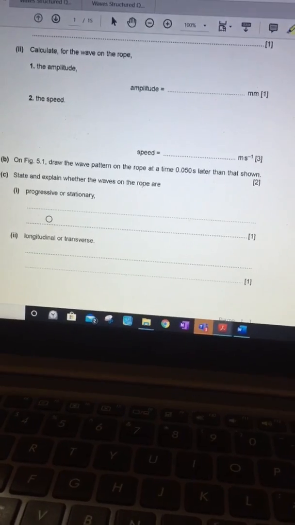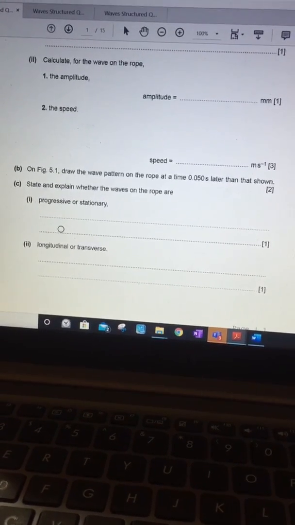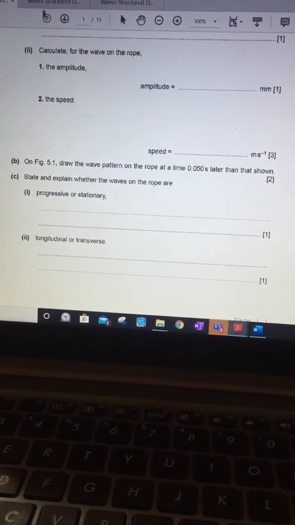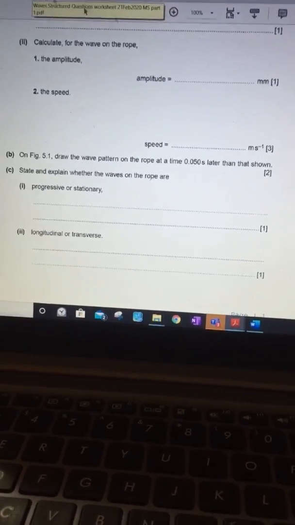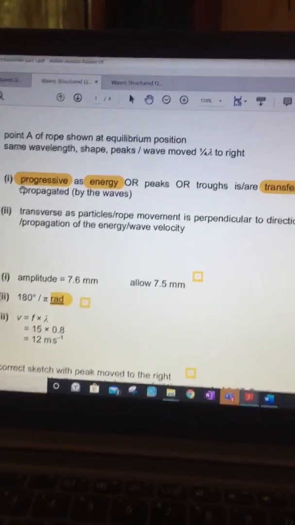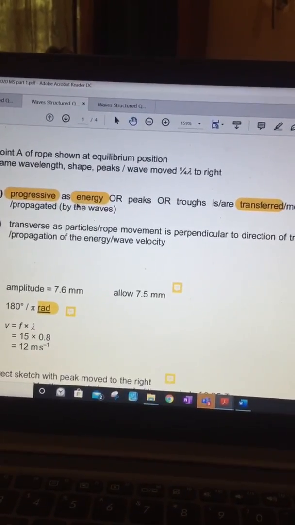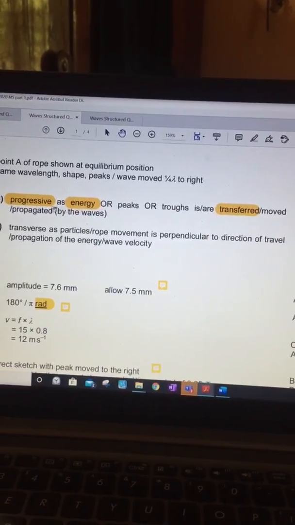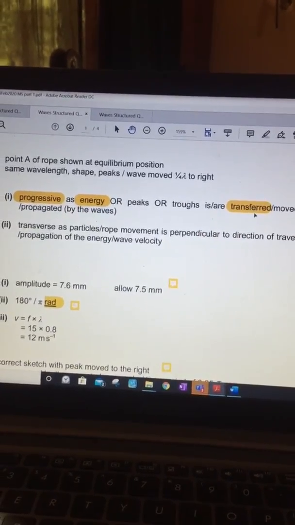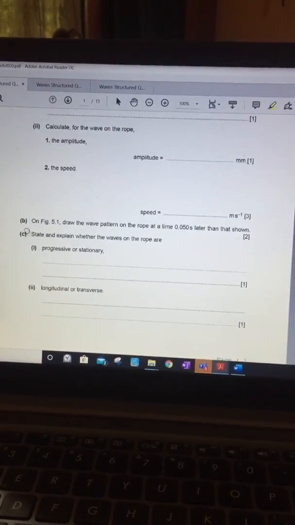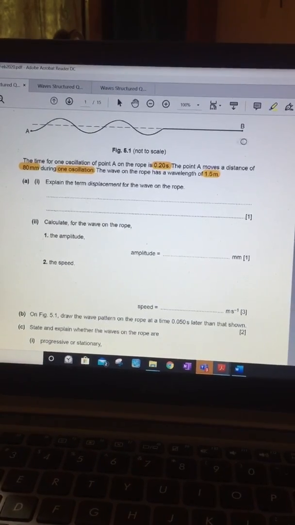The last part, state and explain whether the waves on the rope are progressive or stationary. There are many differences between progressive waves and stationary waves, but the key difference is that in a progressive wave there is a net transfer of energy, but in a stationary wave there is no net transfer of energy. So this is a progressive wave because energy is transferred in net.